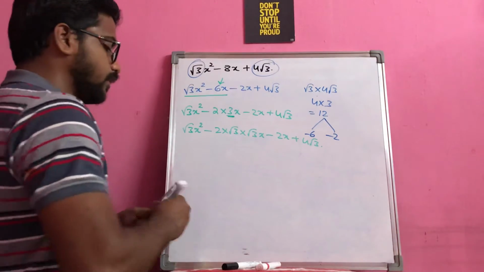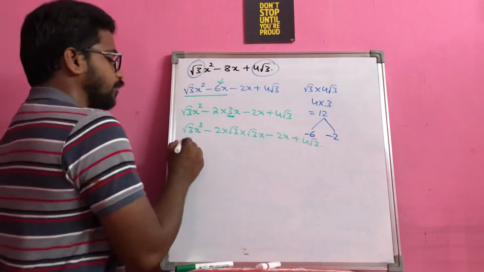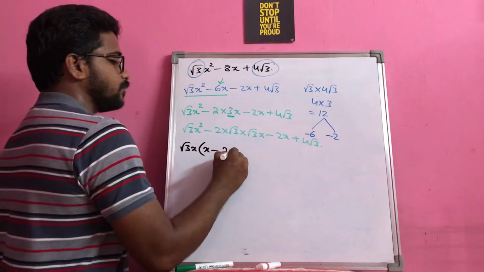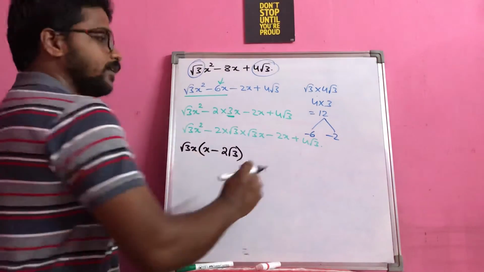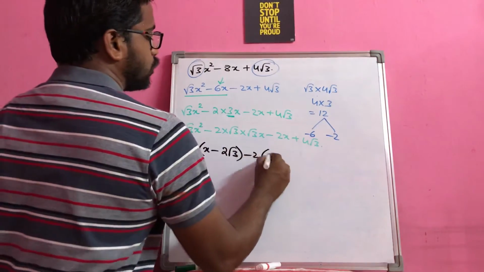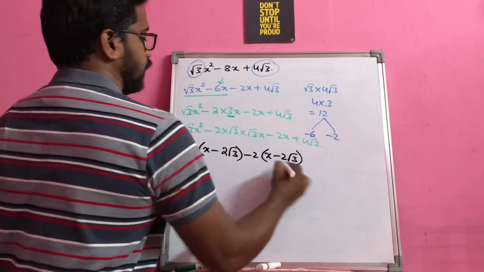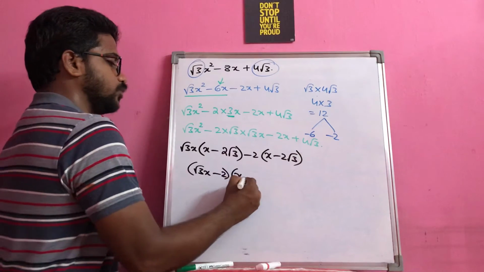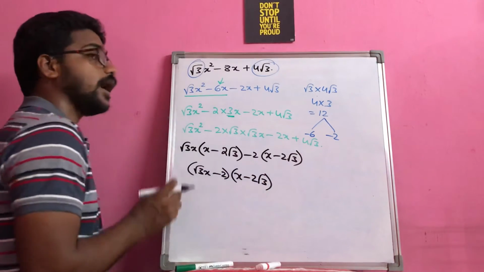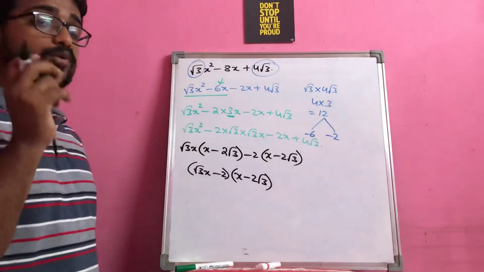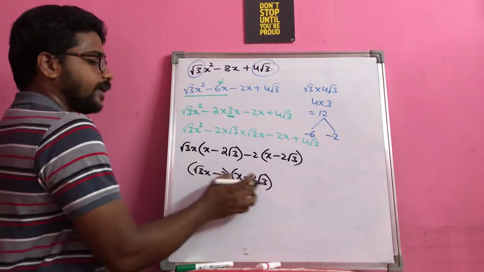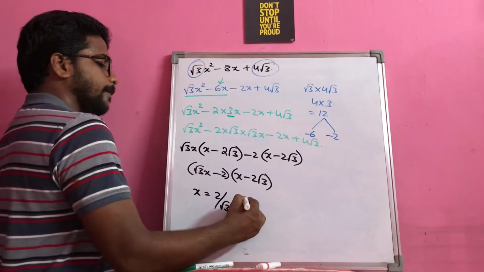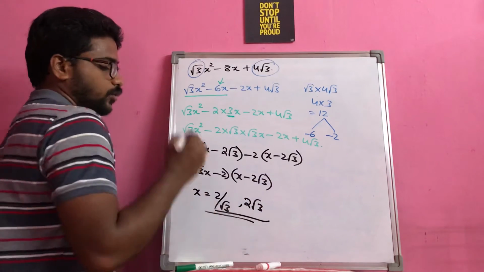You can observe here from the first two terms, now you can take a root 3x as a common, then you will be left with x minus 2 root 3. From these two you can take a minus 2 as a common and you will get x minus 2 root 3. So finally root 3x minus 2 into x minus 2 root 3 are the factors, but they are asking you to find the zeros. So equate individual term to 0, you will get x is equal to 2 by root 3 and x is equal to 2 root 3.